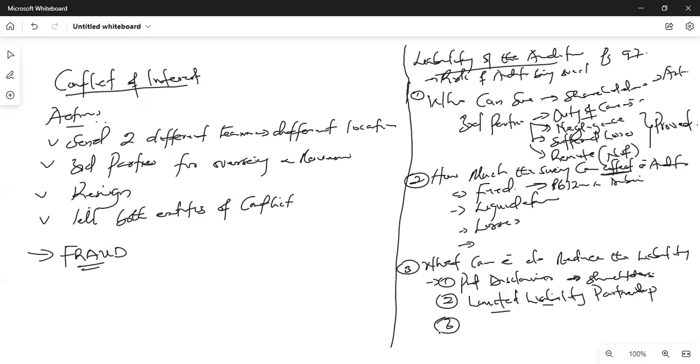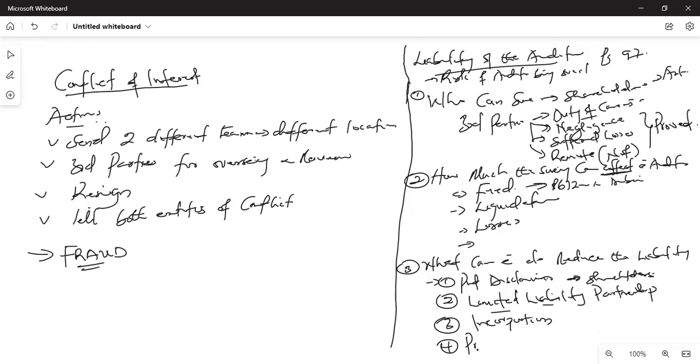Number three is that people have now been incorporating audit firms. So we are talking about incorporation. They incorporate it into a company. And as we know, a company is separate from its owners, okay? So anything happens, this is the firm. It is the firm.